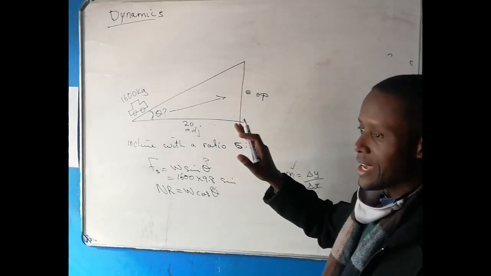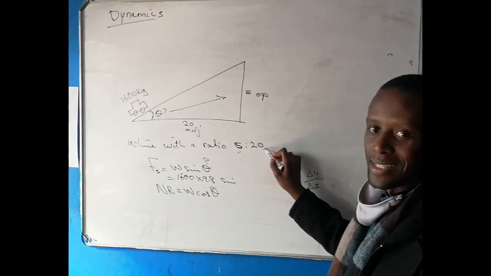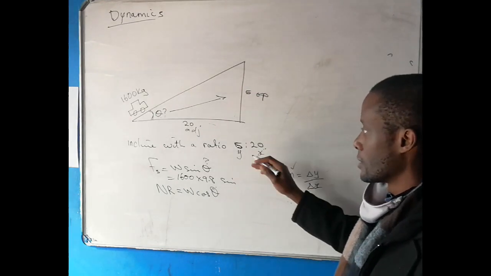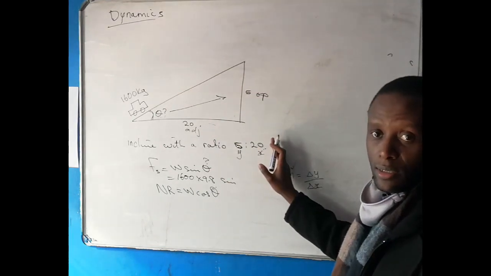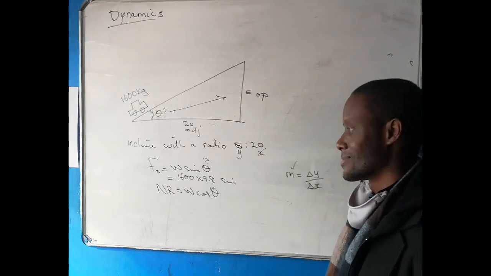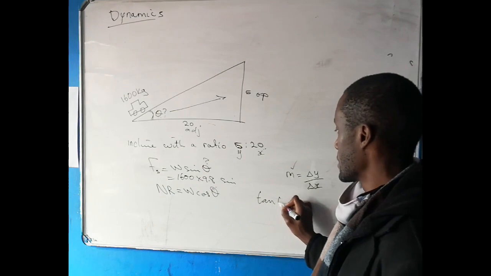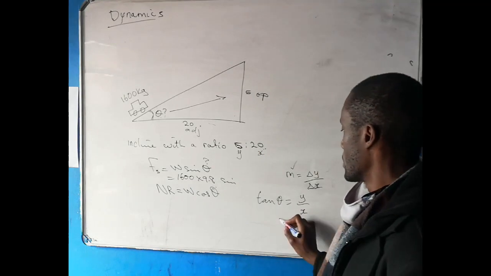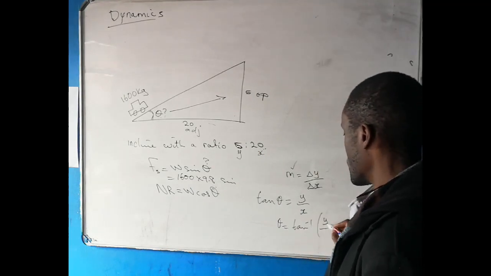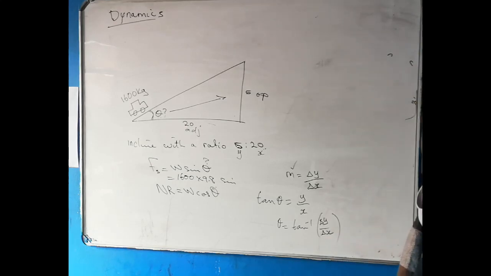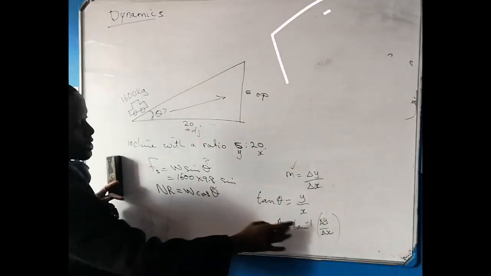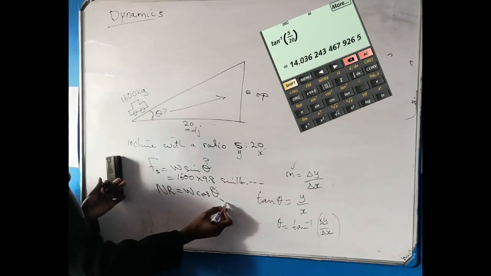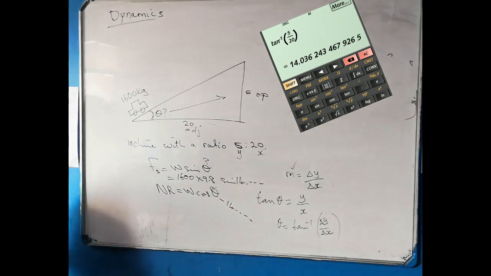So every time they give you a ratio, basically they have given you the gradient or the incline of that line. Always take the first number as y, the other one will be x. How do we get the angle? Tan theta is opposite, y, over adjacent. Theta is equal to tan inverse of change in y over change in x. That angle you have got here, you said 14 point something, right? That is what we'll use here, 14 point whatever angle.